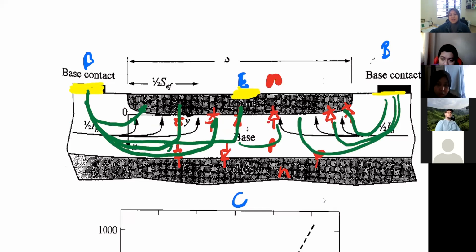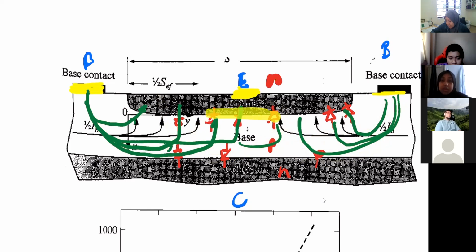Okay, current is like water. You always want to go to the nearest, the easiest path. It means the path with less resistance. For example, if you have a current from here, it will go through here, it will not go there. It will find the lowest resistance. However, because the base contact is at either side, can you imagine at the middle here, do you have high current or low current?